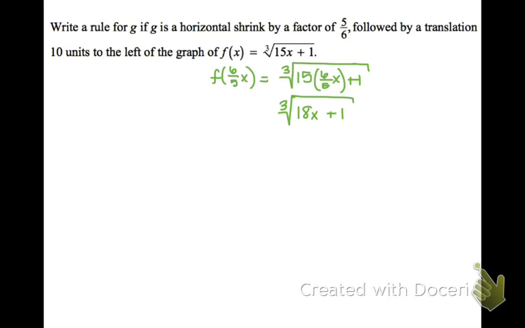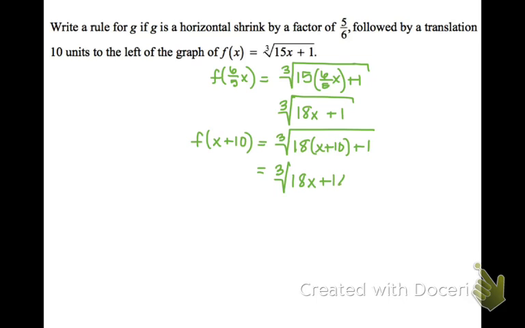And then, since we want to go to the left, we have to do f of x plus 10, which again means that we are going to plug in x plus 10 where x is currently. So we have 18 times x plus 10, and then we have plus 1. So this is going to become the cube root of 18x plus 180 plus 1, which makes our final g of x equal to the cube root of 18x plus 181.